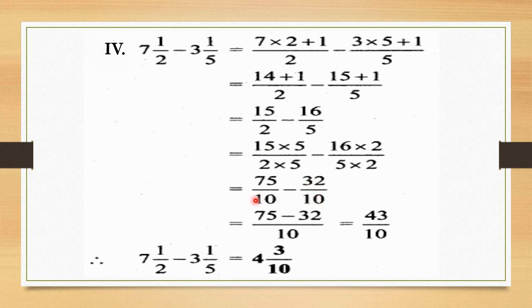Now the denominator is same. We can simply subtract the numerator over a common denominator. So 75 minus 32 by 10. Here you will get 43 by 10. So in mixed number you can write like this, 4 3 by 10. So 7 and 1 by 2 minus 3 and 1 by 5 is equal to 4 and 3 by 10.